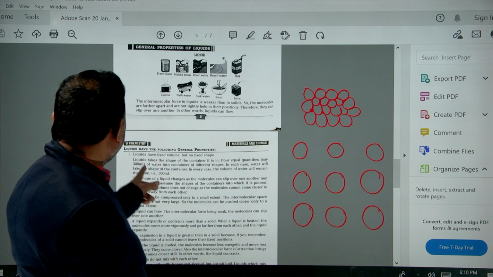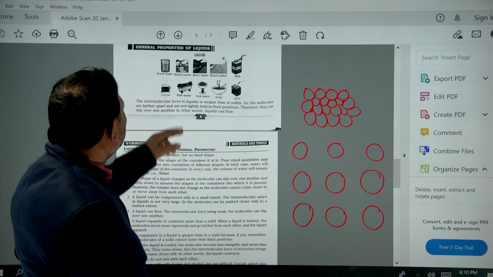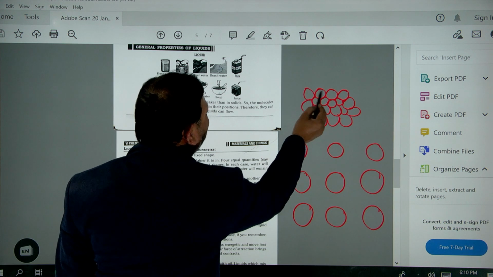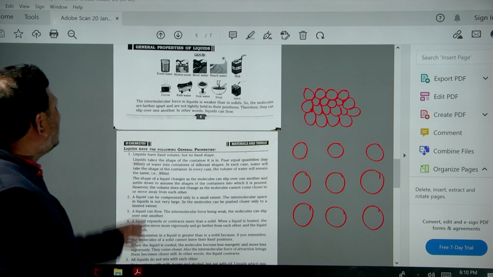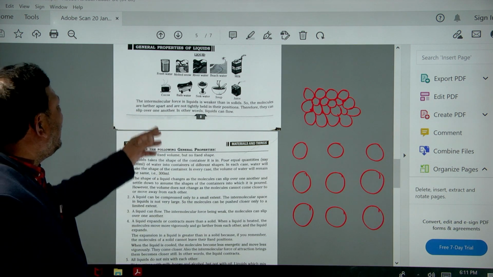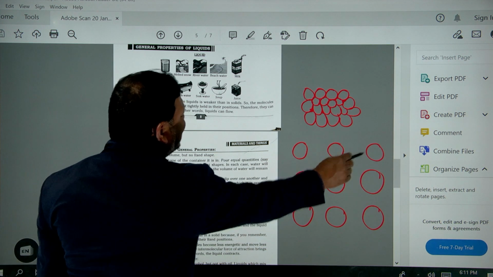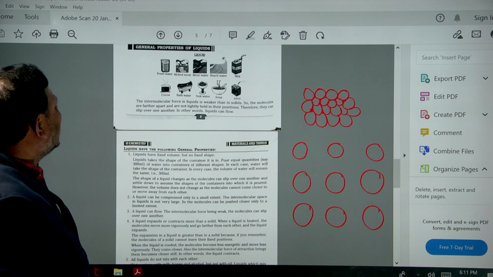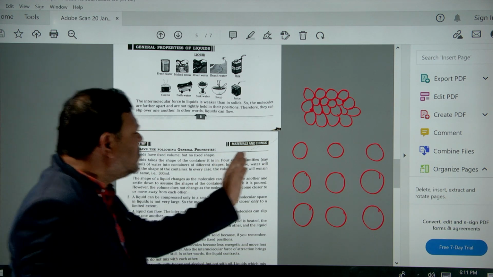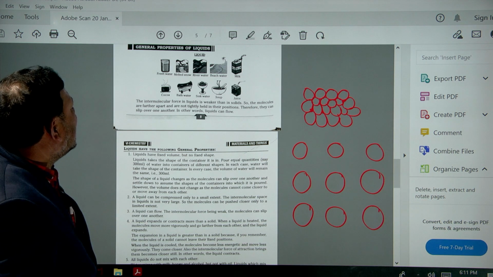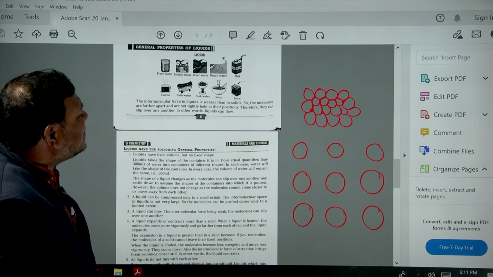Okay, so that means the intermolecular force is weaker than in the solid. Solids are very tightly packed, but in liquids the molecules are farther apart and are not tightly held in their position. There is a gap. Therefore they can slip over one another. They can move to this and this. They can move to this. So in other words, liquid can flow.